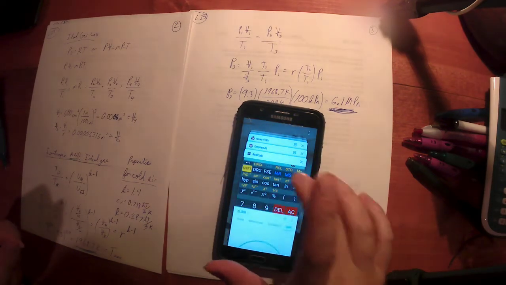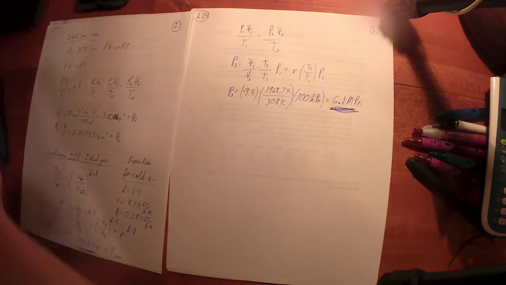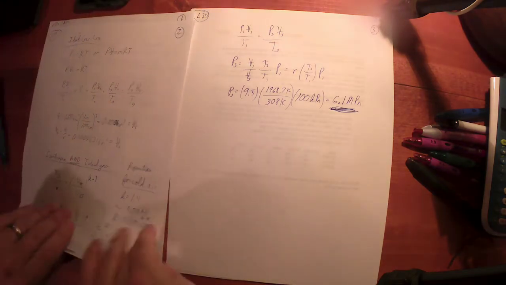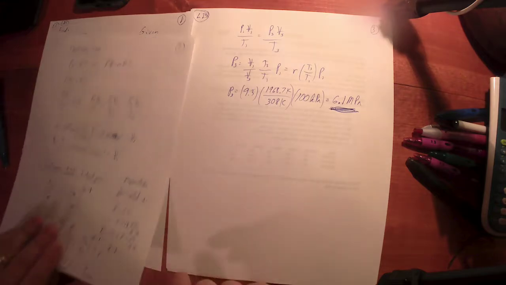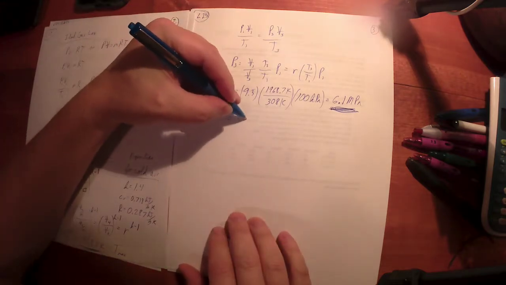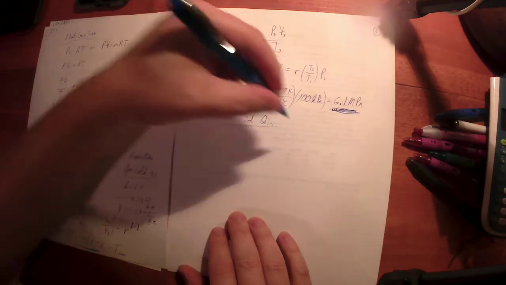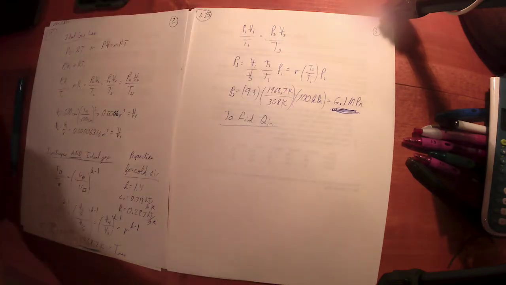Okay, so back to, we just found temperature and pressure. They want us to find the heat in. Where does the heat in occur? Right? To find Qn, well, first we have to know, where does the heat in occur?